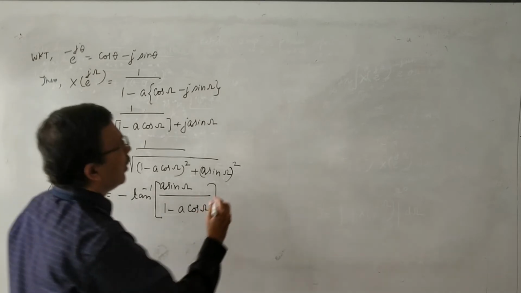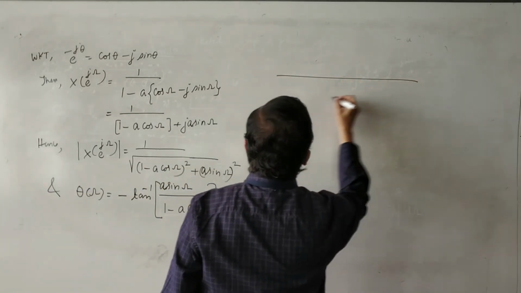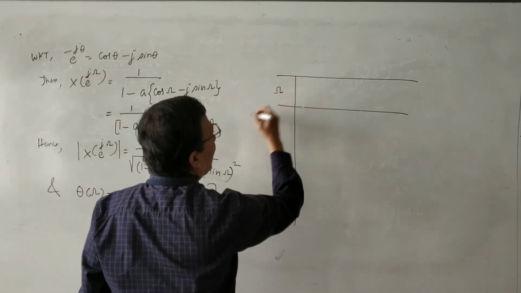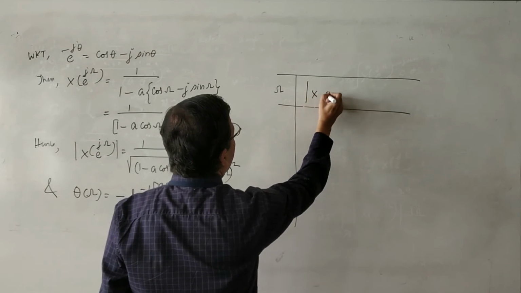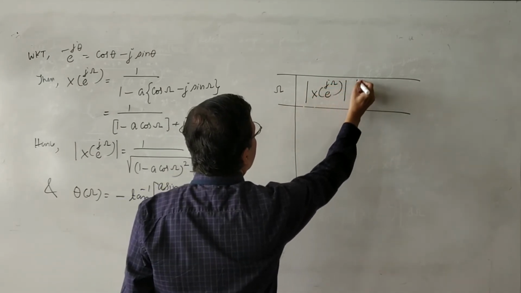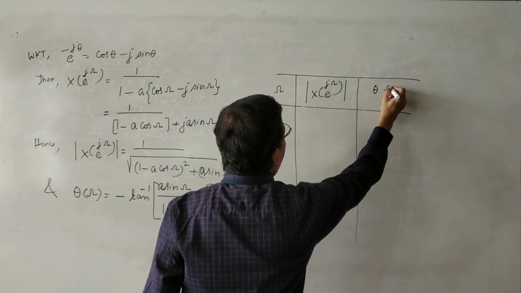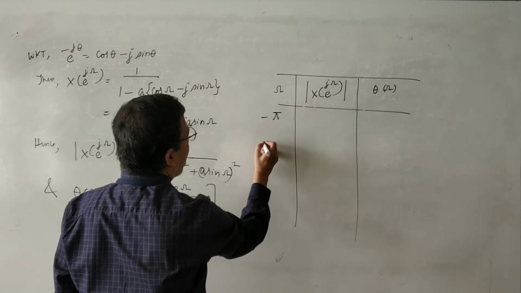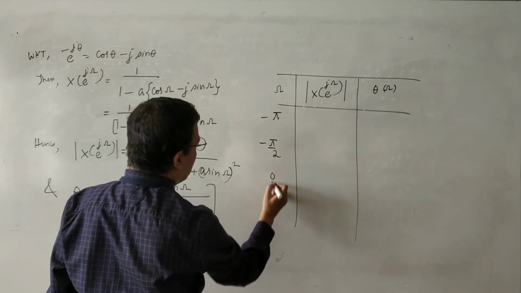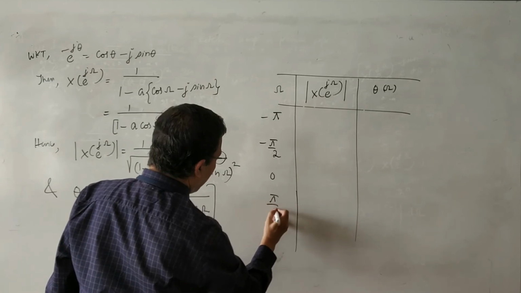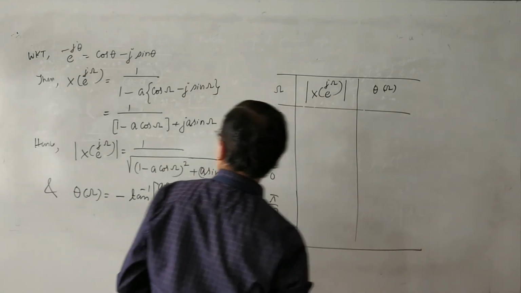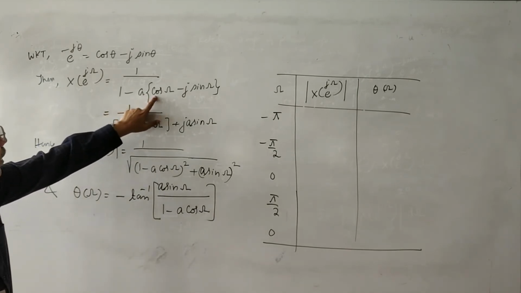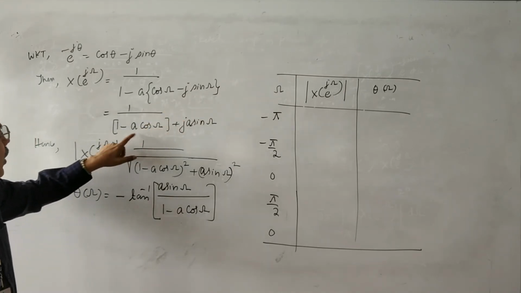Now I will make a small table. This is omega, this is magnitude of X of e to the power j omega, this is theta of omega. I will always plot these values from minus pi to plus pi: minus pi, minus pi by 2, 0, plus pi by 2, pi. I again repeat, this a gets multiplied, a multiplies cos omega as well as sin omega. Therefore, we get this expression.